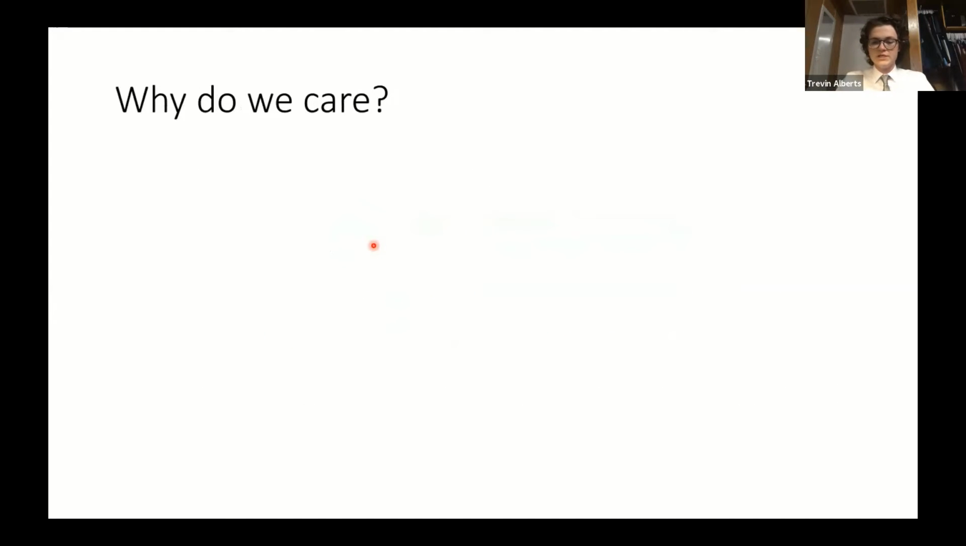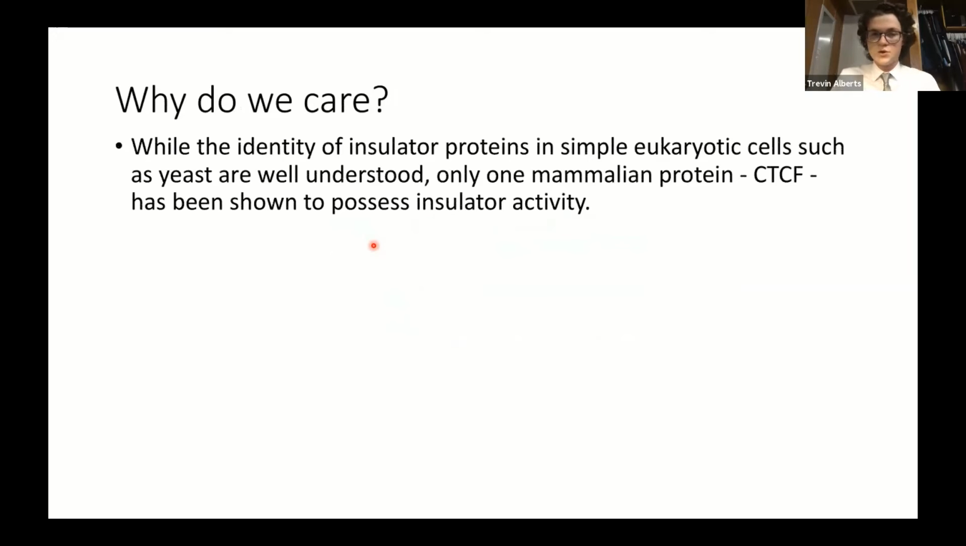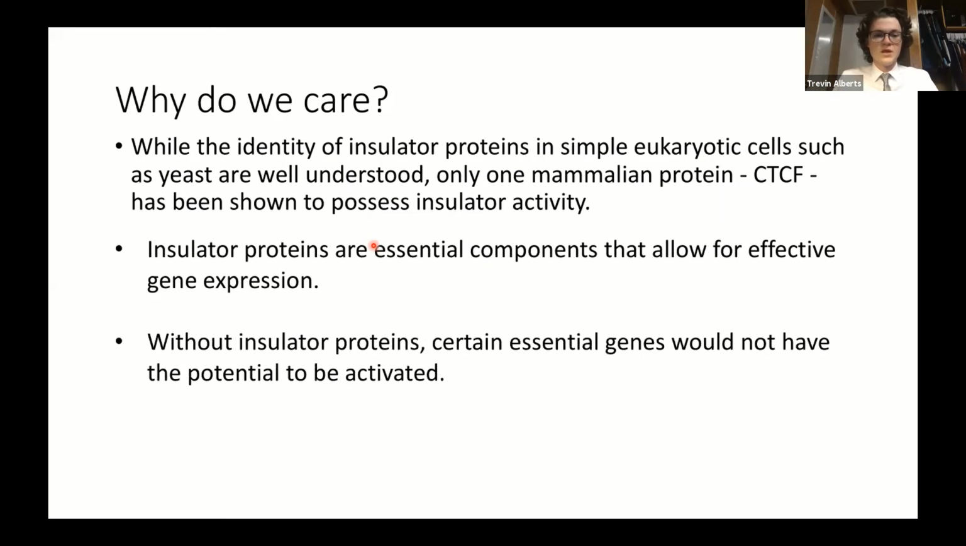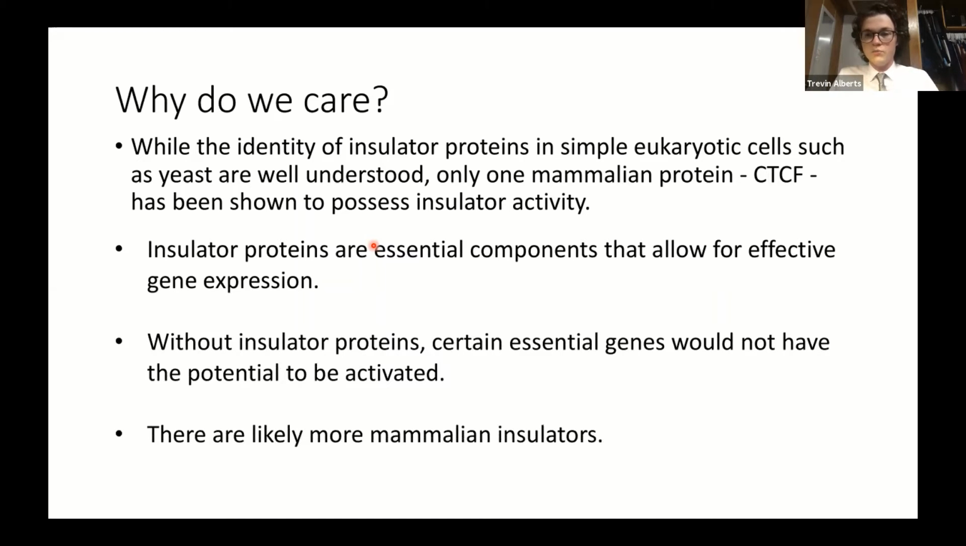So why are insulator proteins of interest to us? The identity of insulator proteins is fairly well known in simple eukaryotic cells such as yeast. However, only one mammalian protein by the name of CTCF has been shown to possess insulator activity. And so these insulators are essential components that allow for gene expression. So they're of great interest to us, especially since we only know of one that has been known to possess insulator activity. Without these, certain essential genes would not have the potential to be activated. Also, there are likely a lot more mammalian insulators than just CTCF.